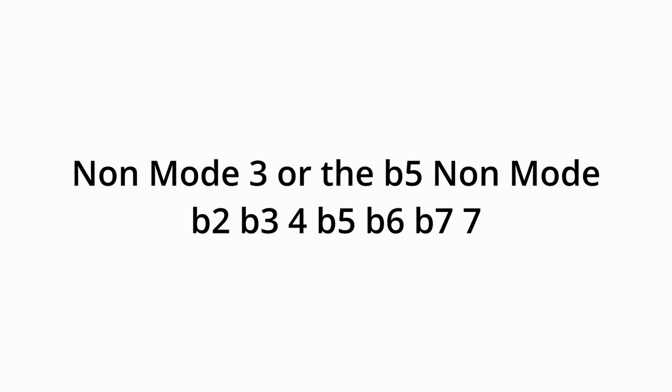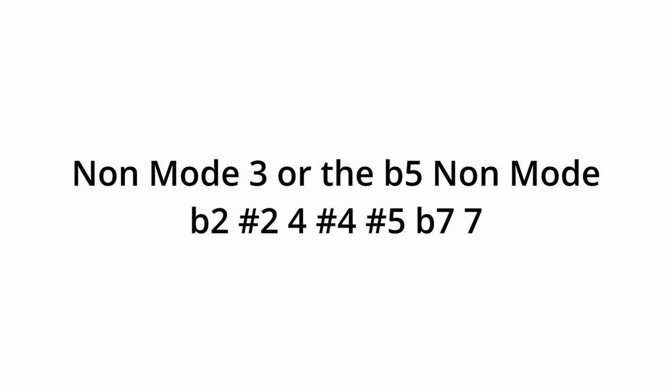Now on to the third non-mode, and this is going to be the flat 5 non-mode. And it has an intervallic construction of flat 2, flat 3, 4, flat 5, flat 6, flat 7, and 7. Now again, that's the flatted formula. Let's go on to the sharped formula. And that's going to consist of flat 2, sharp 2, 4, sharp 4, sharp 5, flat 7, and 7.